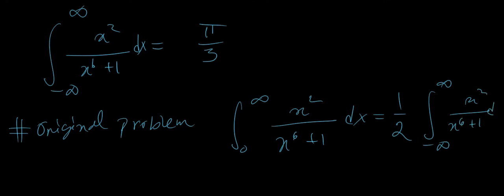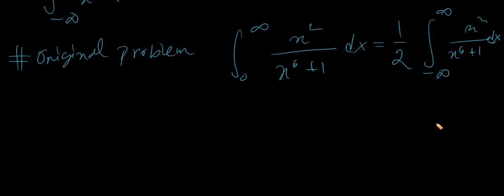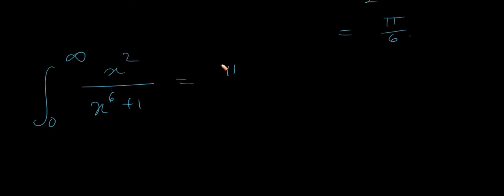So let me write that again, and finally we put down the result over here. So this will be just 1/2 times pi by 3, and this is just pi by 6. So finally you can write down the result: the integral of x squared over x to the power 6 plus 1 is equal to pi by 6. Pretty nice looking result.